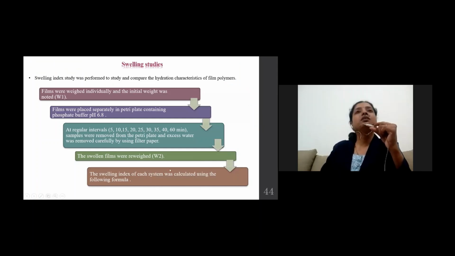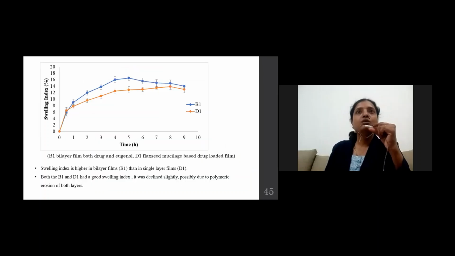Swelling study was carried out by placing the films into phosphate buffer solution pH 6.8. The films were soaked in the buffer, and later on periodically the films were removed. Whatever buffer was there was removed with the help of tissue paper, and then they are weighed. So this is the data for the swelling studies.